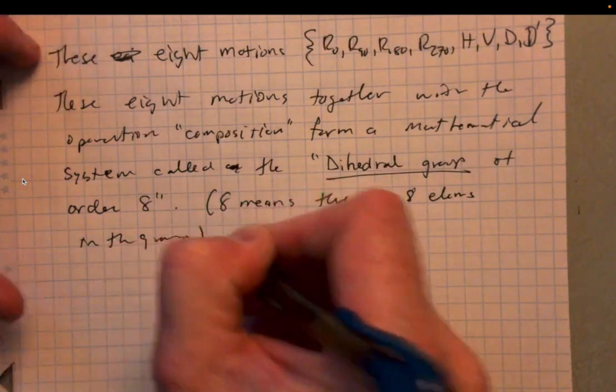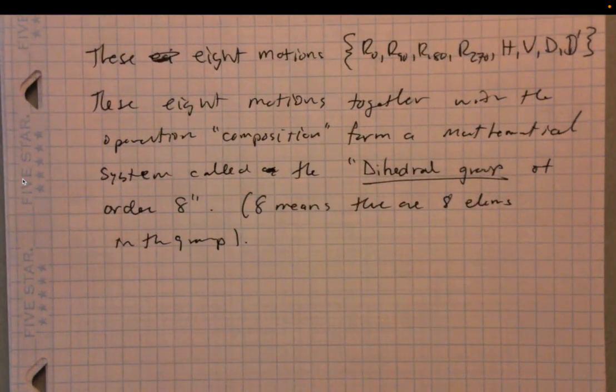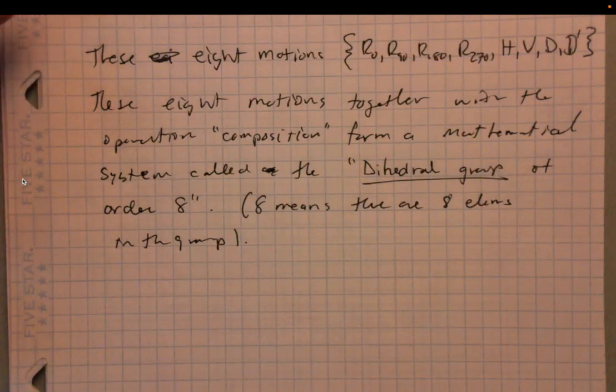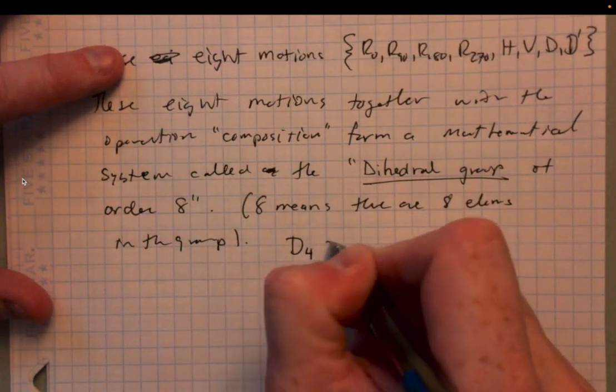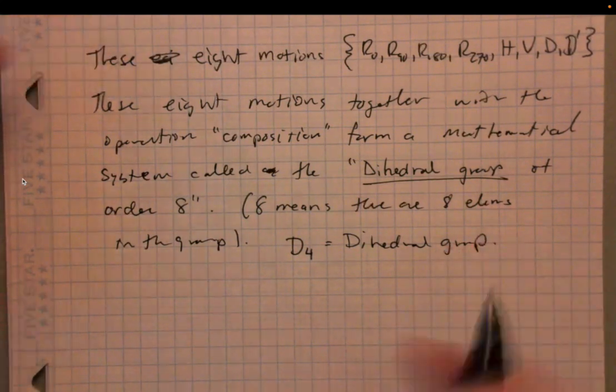Okay, and so this is our first example of a group. And this is obviously a dihedral group, so it's got a name, right? And so it's a famous group. It's denoted by D4. Okay, D4.